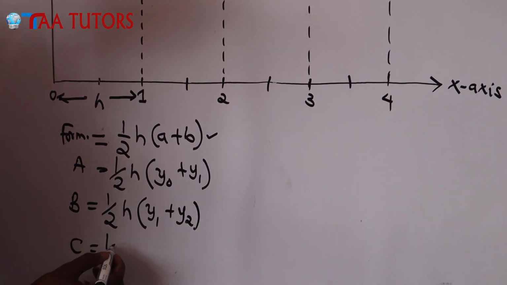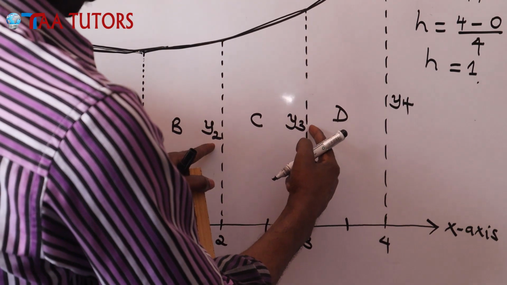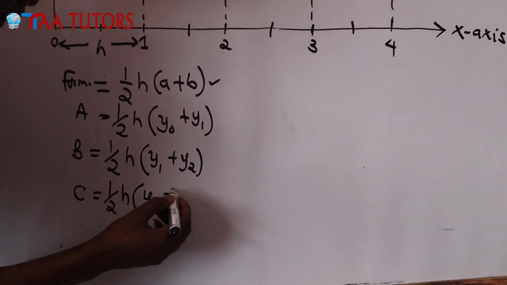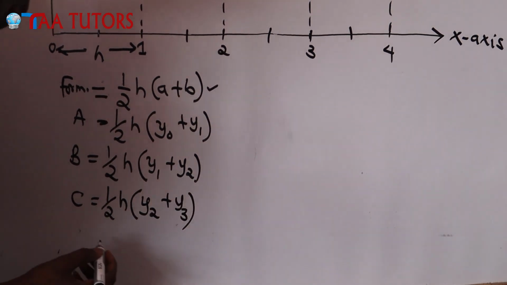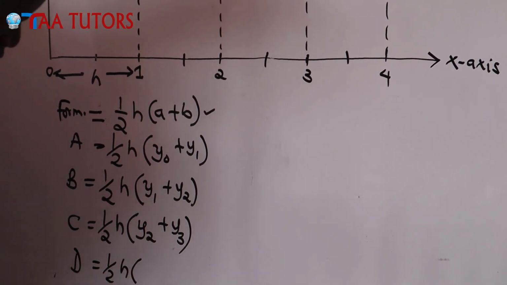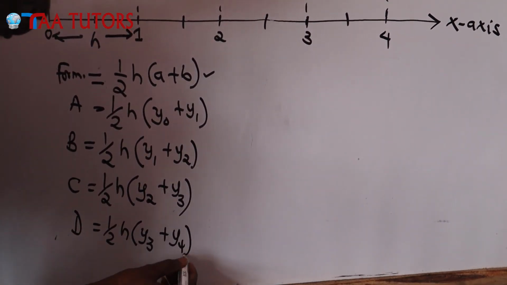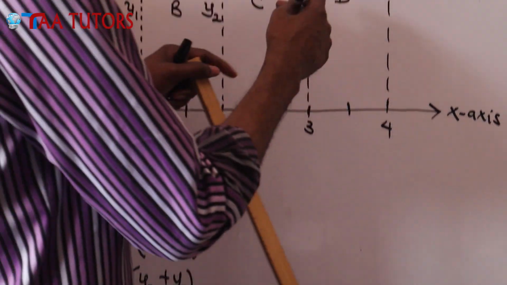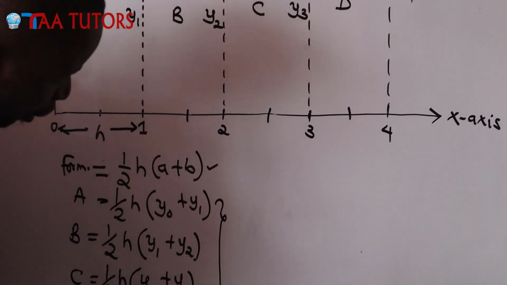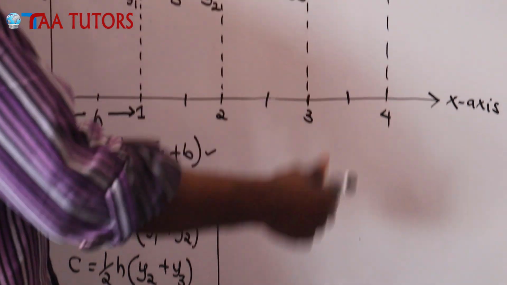For trapezium C is going to be still a half h into, but now our A and B are going to be y2 and y3, y2 plus y3. And then D is going to be a half h into y3 plus y4. I can just continue adding without checking because I know how the numbers will occur. Now we have got the areas of each of the 4 trapezia that we have, A, B, C, and D.